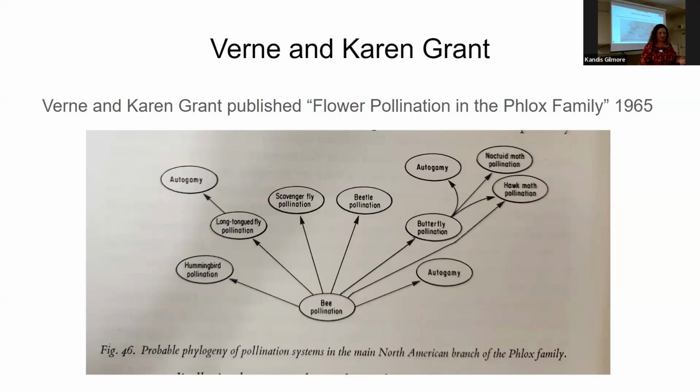And they came to the conclusion that within this group, bee pollination was the basal, the most generalized state. And as they diversified, they got certain ones that had a longer corolla, got more specialized to long-tongued fly pollination, hummingbird pollination, butterfly, beetle, and self-pollination too. And some even to noctuid moths or hawk moth pollination. So it's pretty interesting that they started looking into the shapes of the flowers and who pollinates them and how did this all develop.